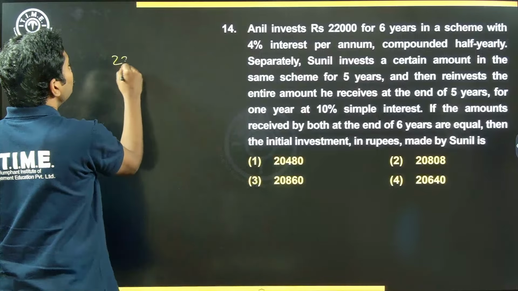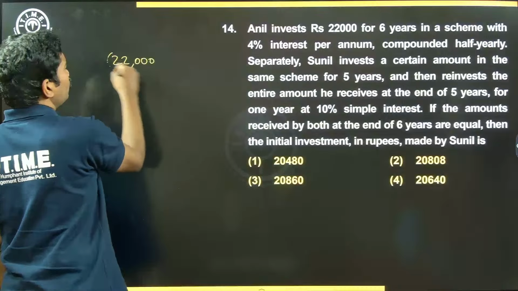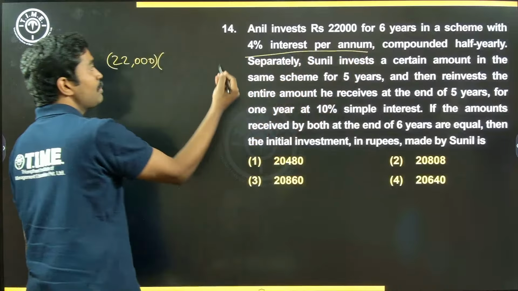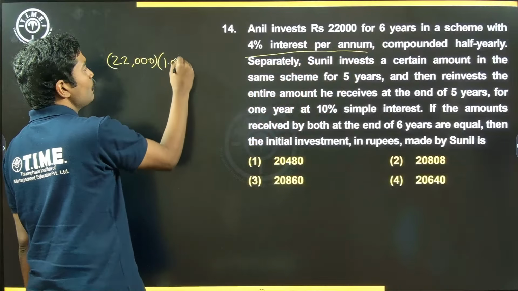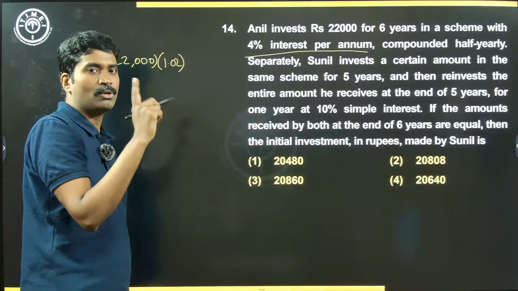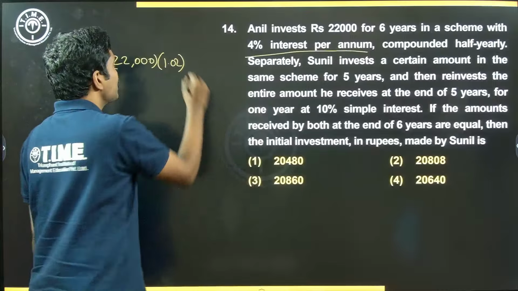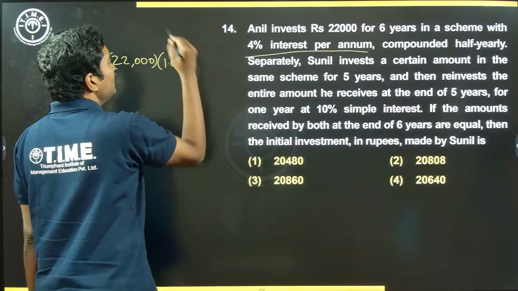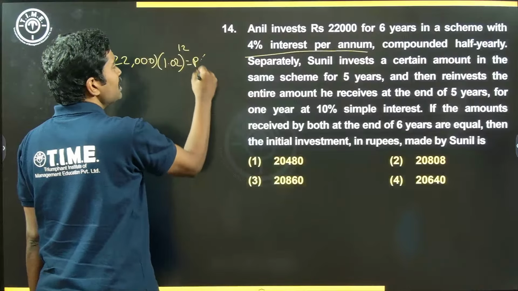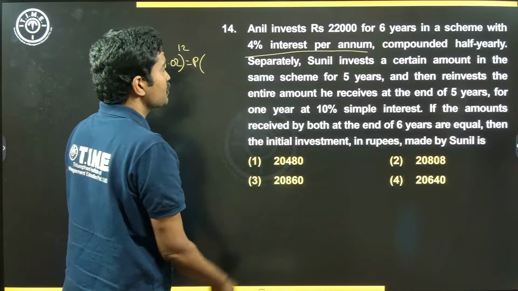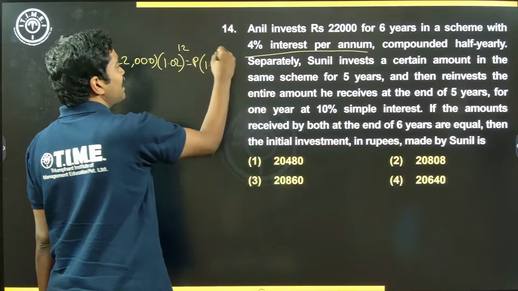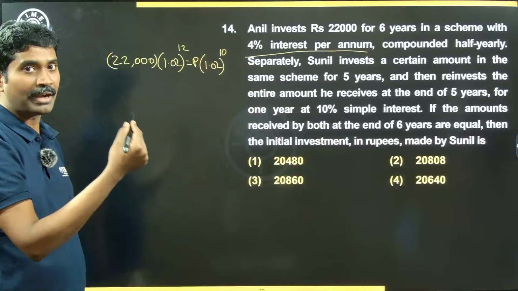Okay, all right. So Anil invested 22,000 rupees at a rate of interest of 4% per annum. Half year will be 2%, right? 1.02 to the power 6 years, but we are compounding every 6 months, correct? So each year will have 2 cycles. 6 years will have 12 cycles. Now how much is Sunil investing? Let's say Sunil is investing amount P for 5 years. 1.02, instead of power 12, it will be power 10. 5 years means 5 into 2, 10 periods.